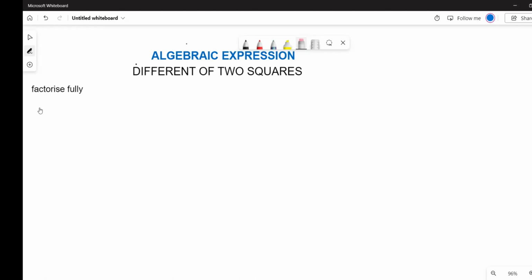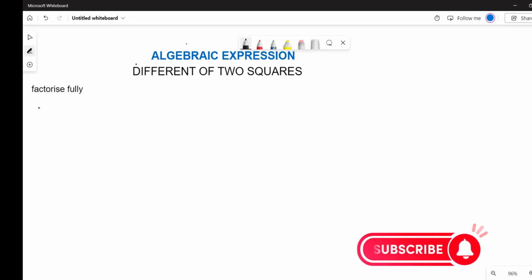So what we are going to be looking at today is understanding how to factorize fully the difference of two squares, right? We are going to do different examples on the difference of two squares, on how to simplify it. So let's get the ball rolling.